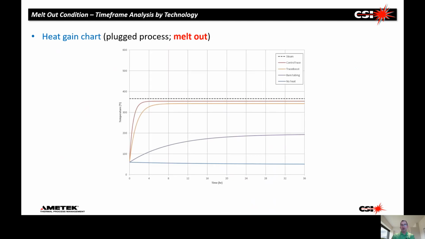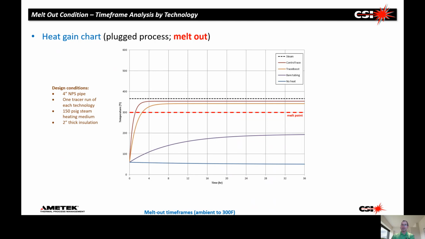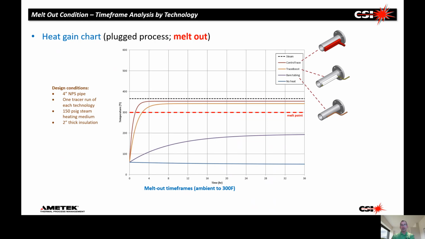So here's that same chart. When you look at melt out, there's our melt point, there's our process conditions. We want to understand the melt out time frame from ambient to that 300 Fahrenheit temperature for bare tube tracing, for enhanced tube tracing, and for engineered tube tracing. And so for the bare tube tracing, as you can probably surmise, it's not possible. In fact, from the chart, you can see that the tube tracing would never make it above 200 degrees Fahrenheit in that situation.